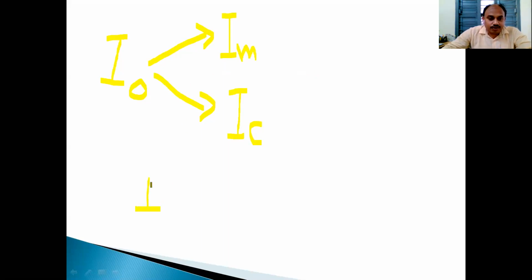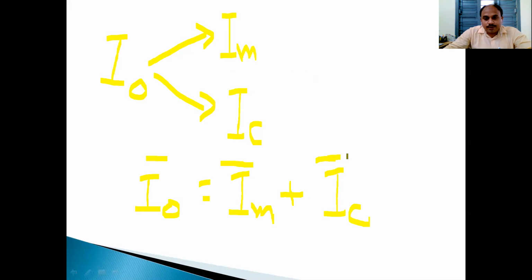So this is an AC circuit. I naught is made up of IM, which is called the magnetizing component of current. The second current is the core loss component of current, IC. This is the vector sum of the two currents: I naught equals IM plus IC. IM is called the magnetizing component of current.